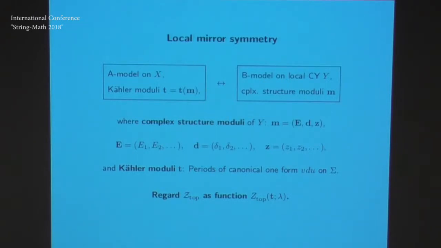of course associated on the A model side, I have scalar moduli, which I can compute concretely by evaluating the periods of the canonical one form on the surface Sigma, which is the double cover of the underlying curve C. And a little more concretely, our problem will be to compute Z top, the topological string partition function, as a function of the Kähler parameters as well as lambda, which is the notation for the topological string coupling constant.